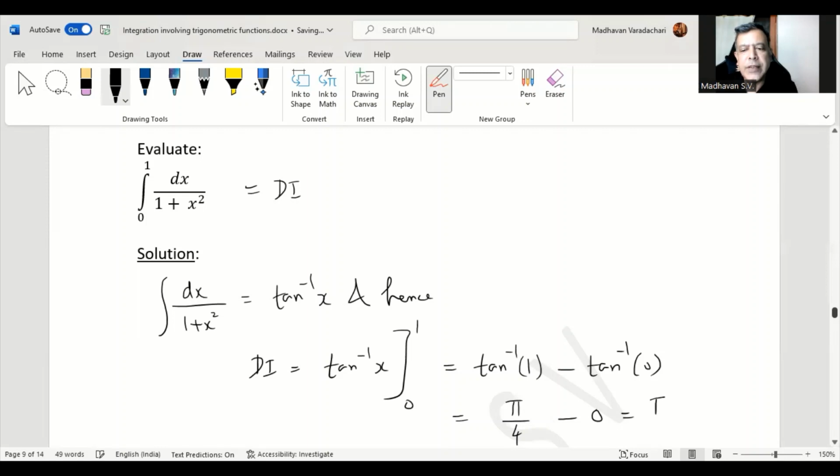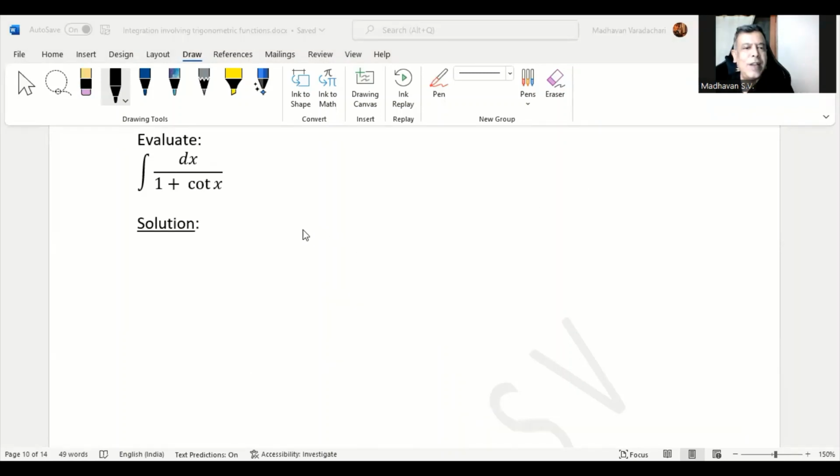So the final result is pi by 4. That is the result for this particular problem. In this question, we need to evaluate the integral dx divided by 1 plus cot x. Primarily, we'll call this I.